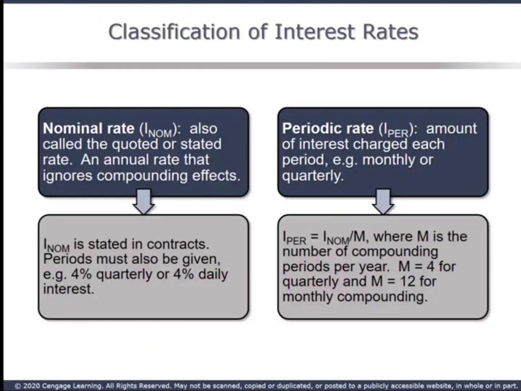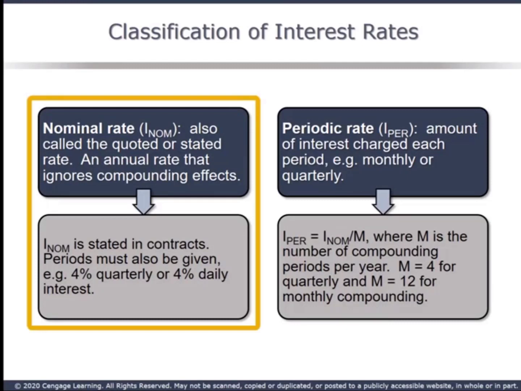Interest rates can be classified in three ways. The first and most commonly seen is the nominal or quoted rate. A nominal rate is by law quoted as an APR or APY. An APR is the periodic rate times the number of periods per year. The quote must contain a percentage and a period. For example, 4% compounded quarterly.